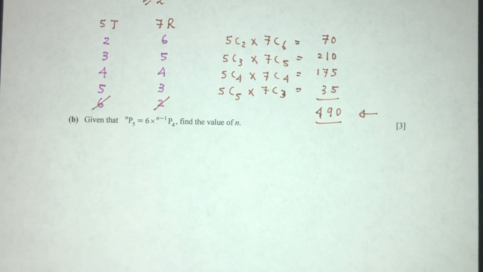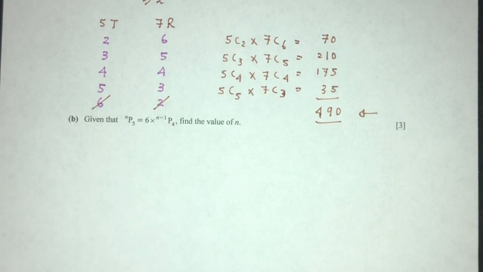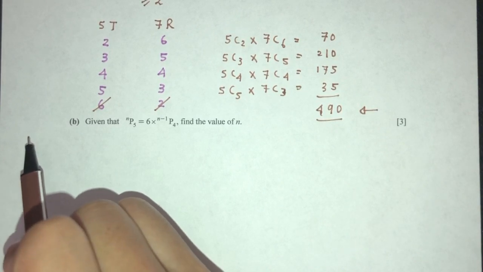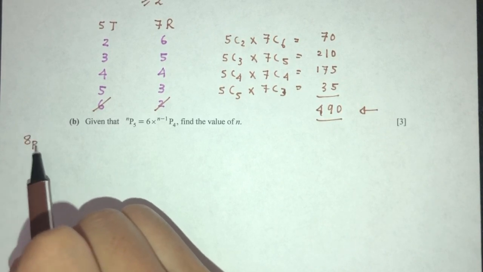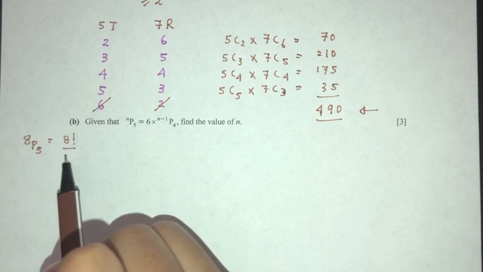6 times n minus 1 permutation of 4 items. So let's think, how can we do that? Sometimes we just have to know. For example, let's recall, usually what does that mean? Let's say we have 8 items permuted 5. That means 8 factorial divided by 5 factorial.